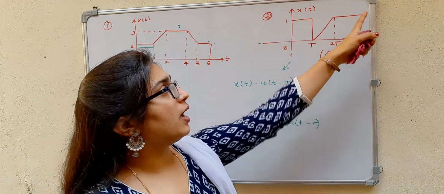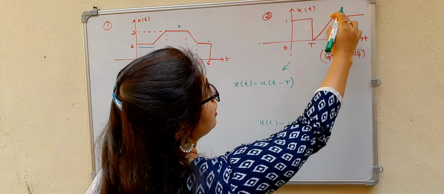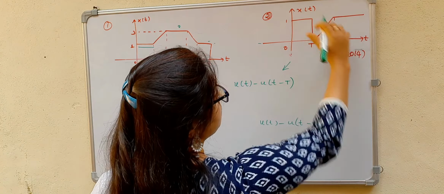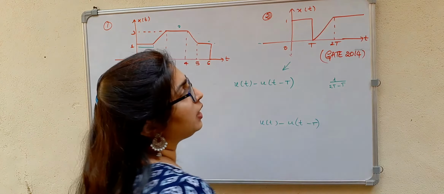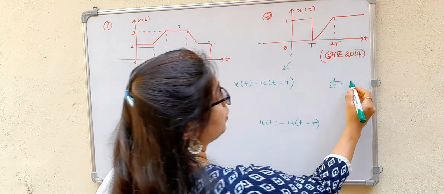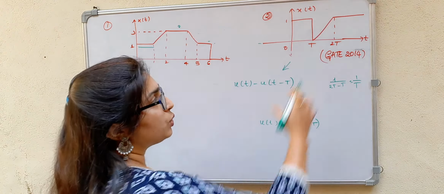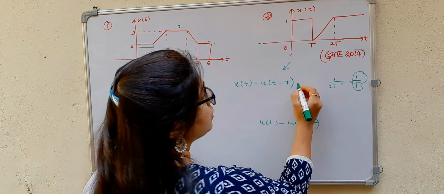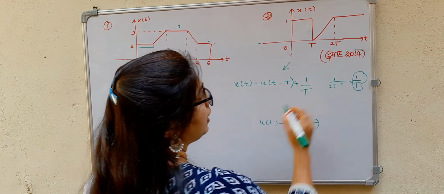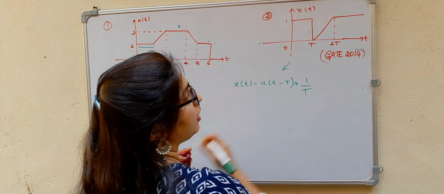From t, I have a ramp. What is the slope of that? See, the slope will be equal to, this part is 1, so what is this? 2t minus t, that is equal to t. So the slope will be equal to 1 by t. So you are having a ramp which has the slope 1 by t. So I can add now 1 by t. But where is it starting? It is starting at t, right?